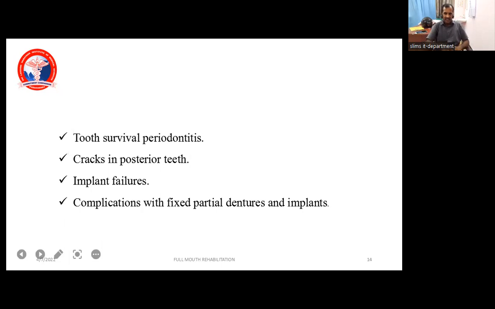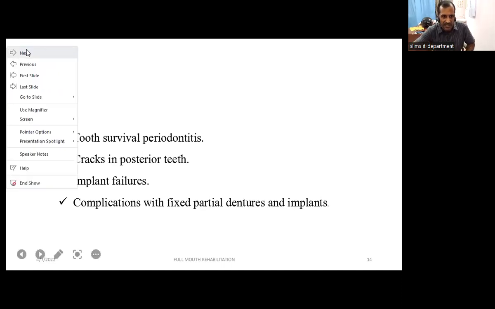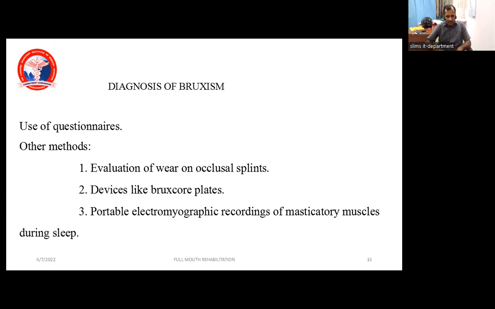The next is the cracks that are seen in the posterior teeth. Some individuals with implants, if they continue with bruxism, then there is a chance for implant failures. And more readily, if any fixed partial denture is there, it can also loosen the implants or worsen the retention.